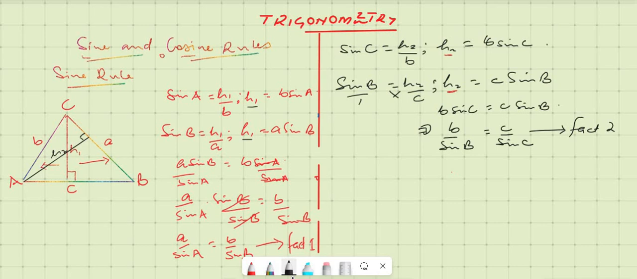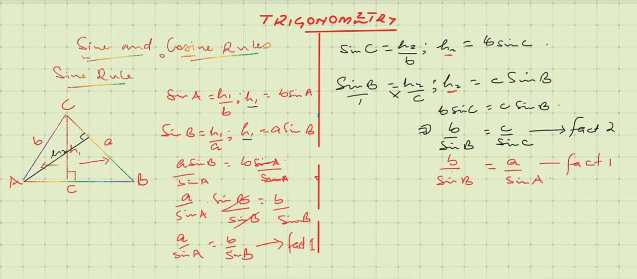Bring fact 1 closer here. Don't forget fact 1 said that b over sine B was equal to a over sine A. By implication, if fact 1 states this and fact 2 states this, then b over sine B equals c over sine C, and b over sine B equals a over sine A. The implication is that a over sine A is equal to b over sine B, and this is the same as c over sine C. And this statement here is what we call the sine rule.